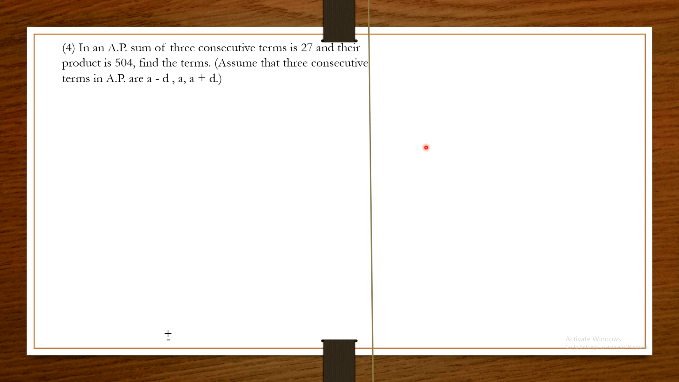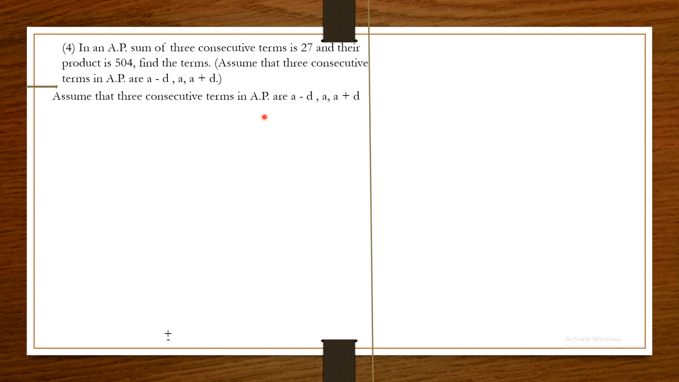Okay. Now let's do one more example. Here in an AP, the sum of three consecutive terms is 27 and their product is given as 504, and we have to find these three terms. Here assume that three consecutive terms in AP are: first term as A minus D, second as A, and third as A plus D. So these are the three terms of an AP.